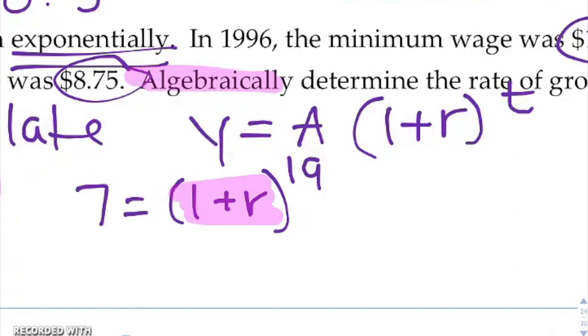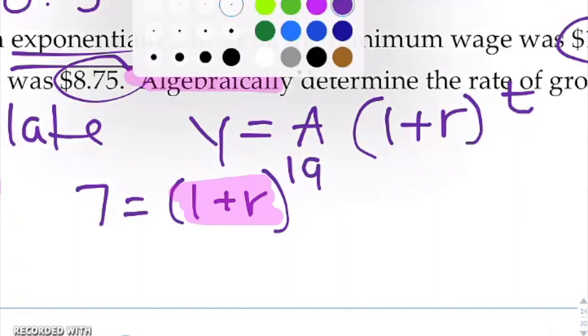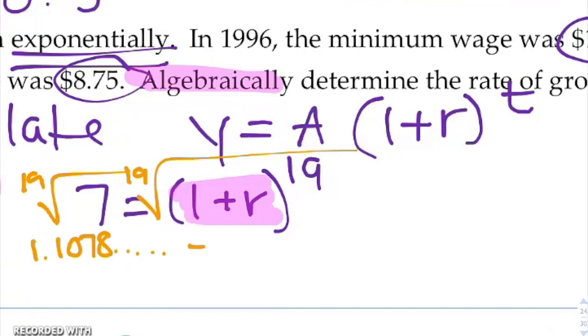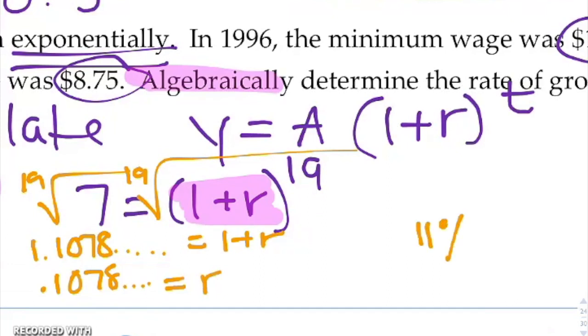So to undo the 19th power, we are going to take a 19th root of both sides. And so this gives me the 19th root of 7, which is 1.078 dot equals 1 plus r. And that gives me, subtracting 1 from both sides, r equals 0.1078, and so on. Notice, don't round. You should be copying those all the way out. And so that's going to give me a rate of growth to the nearest percent of 11%.